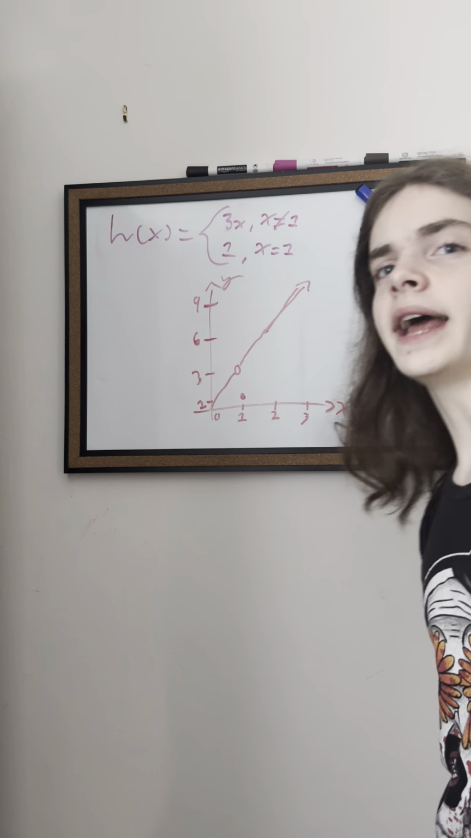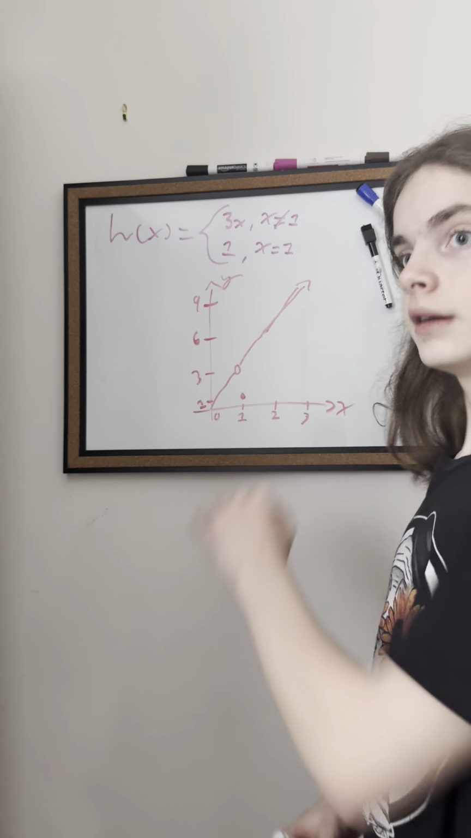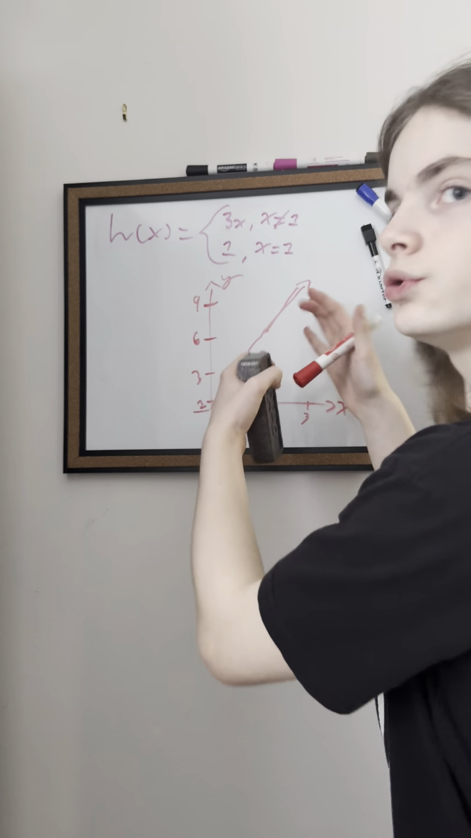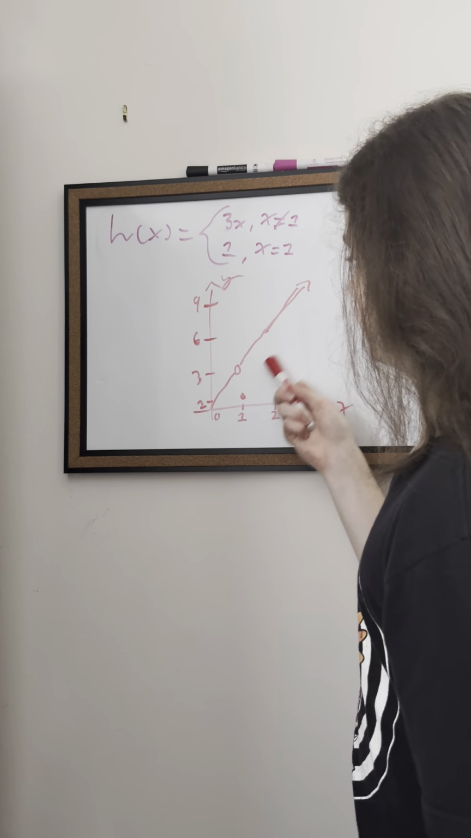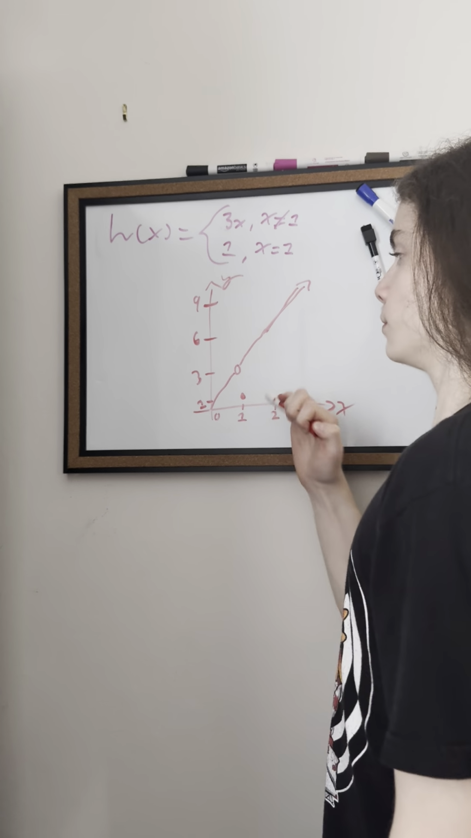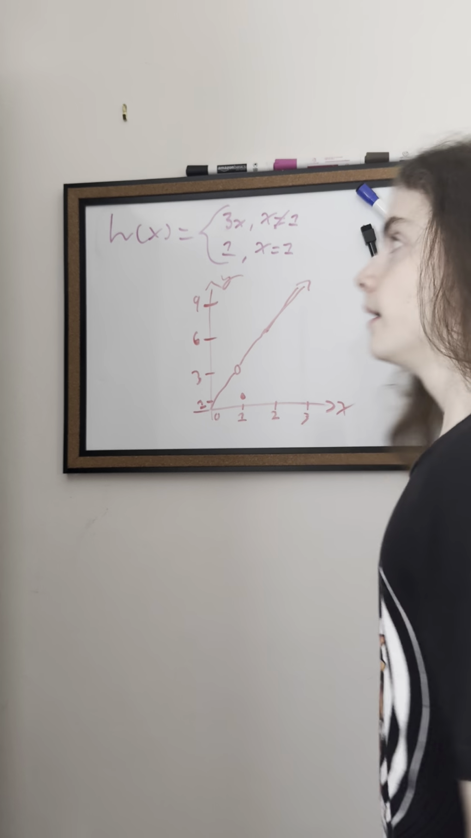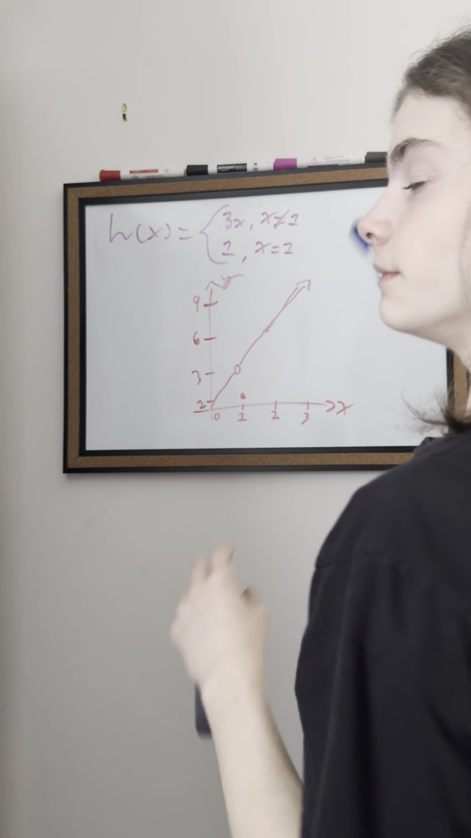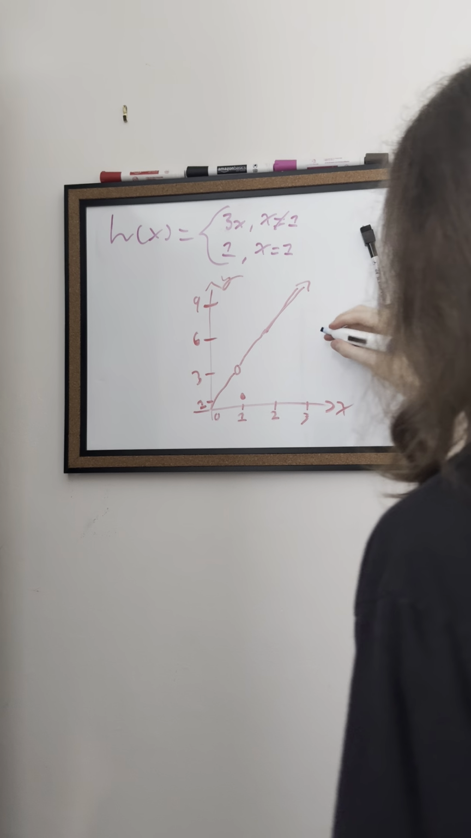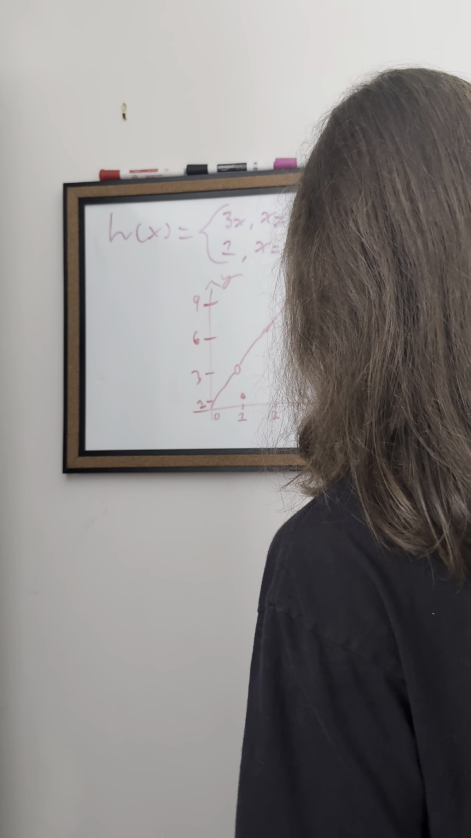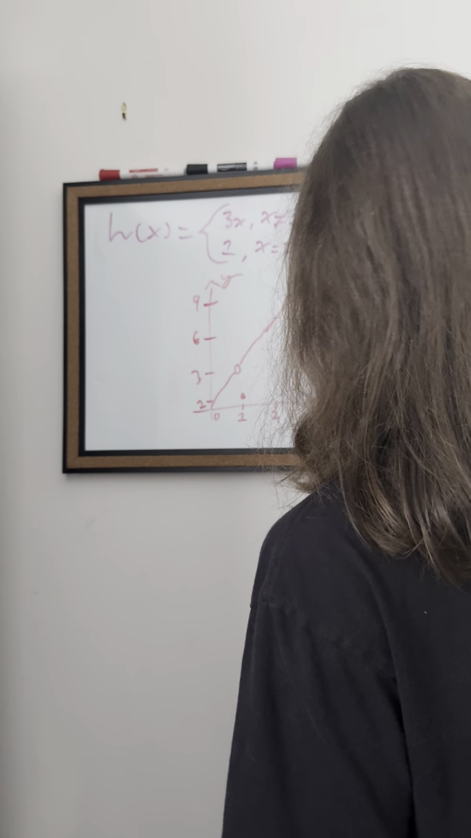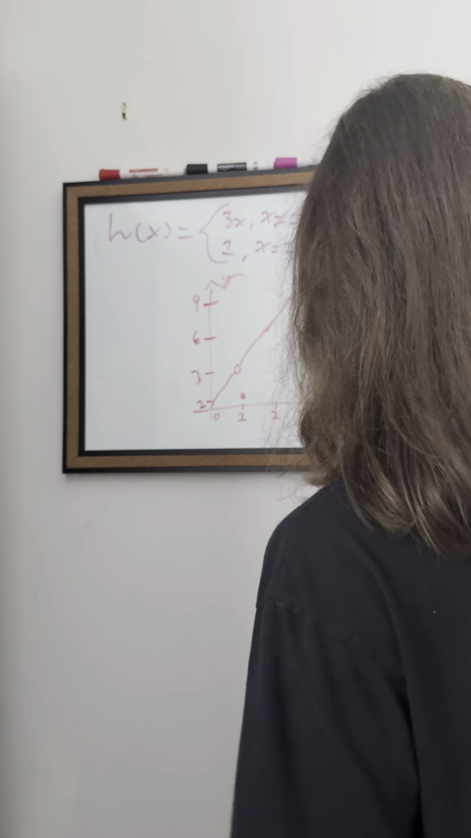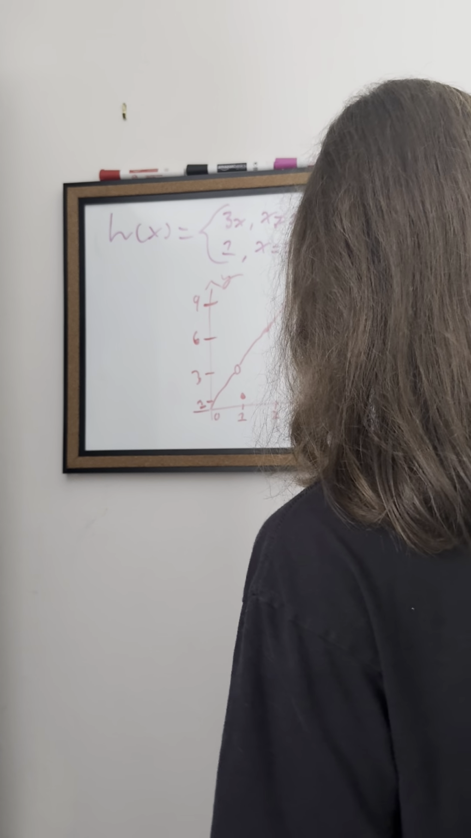But what's the limit as it approaches this anyway? When we have this straight graph, what are we approaching? Think of it like approaching this little hole here. We can write this type of equation again: the limit of h of x as x approaches 1.